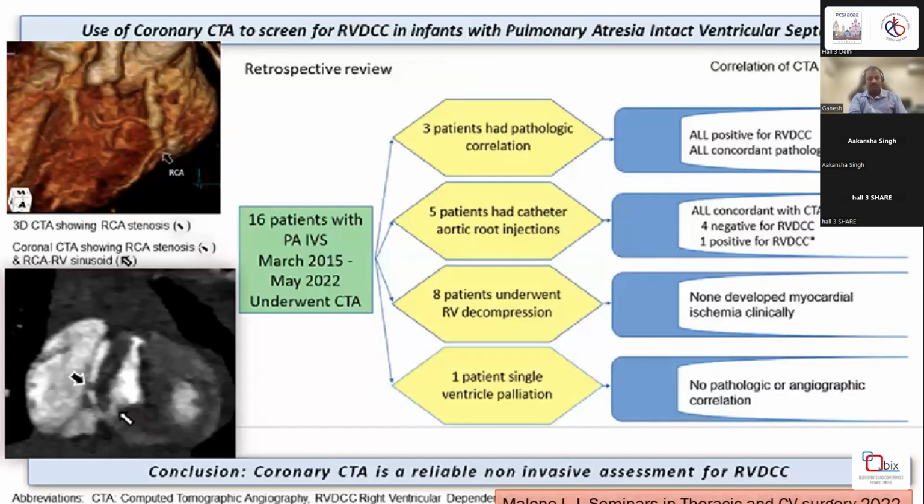And another interesting paper I found is about the RV dependent coronary circulation. CT and MRI will give you the anomalous coronaries connecting with the RV sinusoids. Not only that, the dependency depends on whether there is any coronary stenosis associated. And this paper says that it has identified all the patients that had coronary stenosis. And so they conclude that coronary CTA is a reliable non-invasive assessment of RV dependent coronary circulation. This is a very recent paper in 2022.